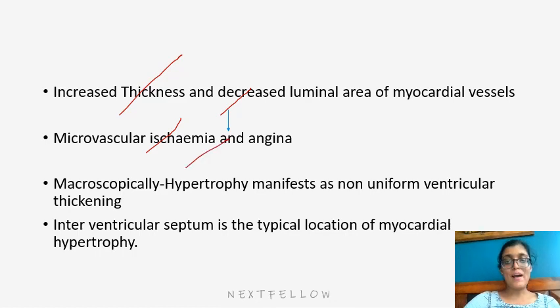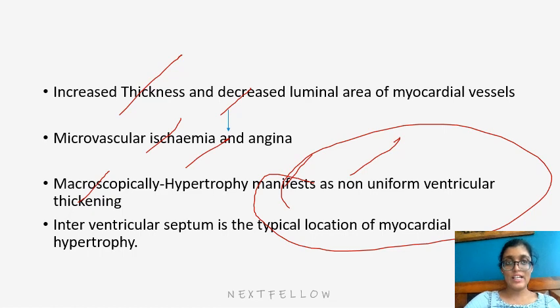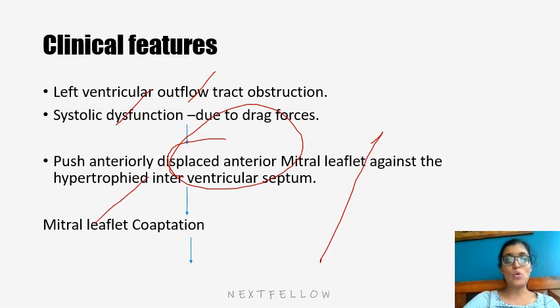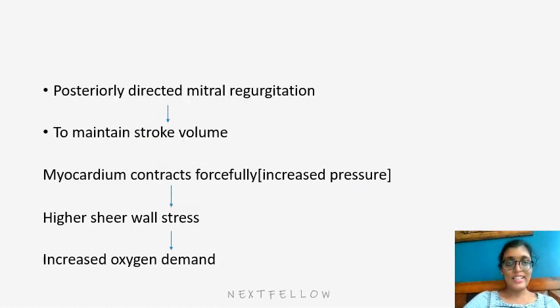Macroscopically, hypertrophy manifests as a non-uniform ventricular thickening. The interventricular septum is a typical location of myocardial hypertrophy. In terms of clinical features, there is left ventricular outflow tract obstruction. There is systolic dysfunction due to drag forces, which push the anteriorly displaced mitral valve leaflet against the hypertrophied interventricular septum, which further leads to mitral leaflet coaptation, which leads to posteriorly directed mitral regurgitation.